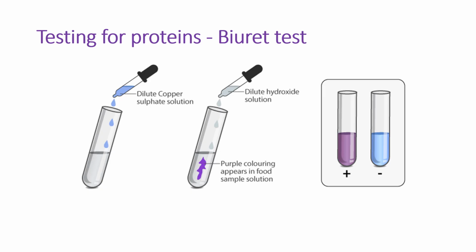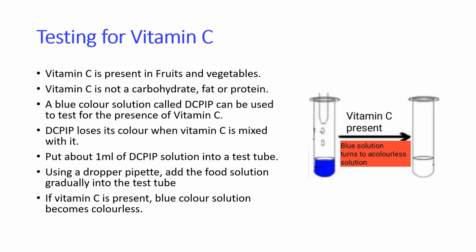This diagram shows how biuret test is performed. We have to mix the food sample with copper sulfate solution and potassium hydroxide solution. If proteins are present, it will give a purple color. If proteins are absent, it will remain light blue color.